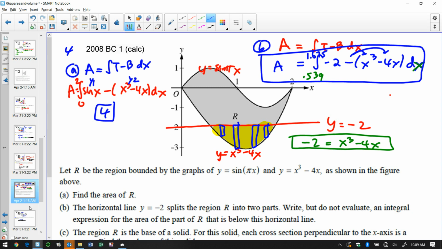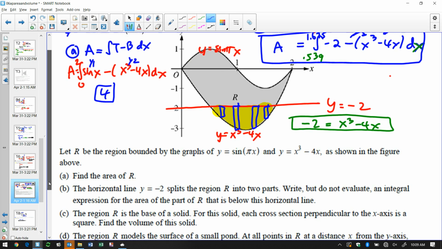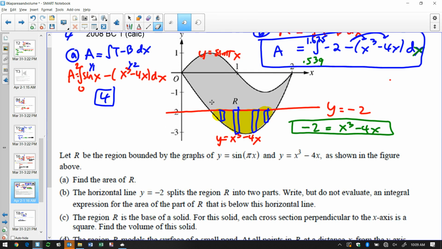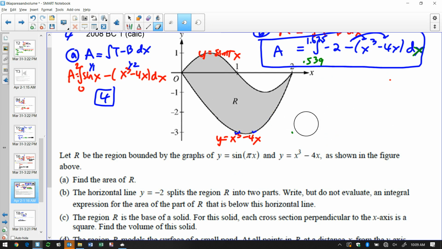Okay, let's look at letter C. Letter C says the region R is the base of a solid. Okay, so this is a base. It's a base. What do we know that has bases? Cross sections with a base. Okay. For this solid, each cross section perpendicular to the x-axis is a square. Find the volume of this solid.